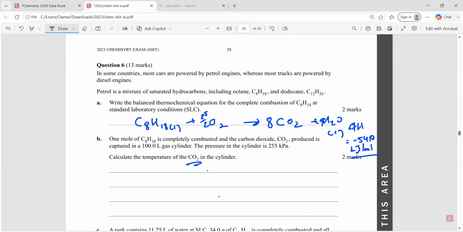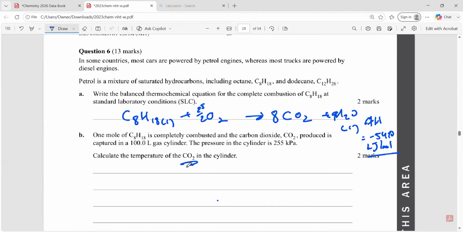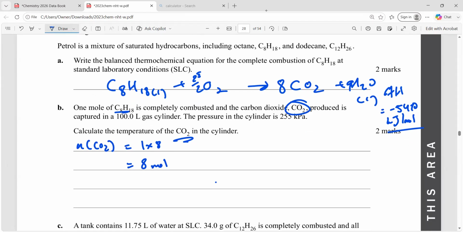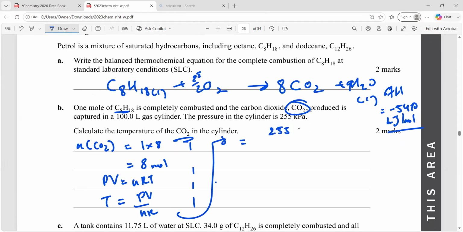For 1 mole, calculate the temperature of CO2 in the cylinder. If 1 mole of C8H18, we're trying to figure out the moles of CO2. So it'd just be 1 times 8, which is 8. And then the temperature, so PV equals nRT. Therefore, T is equal to PV over nR. Therefore, 255 times 100 over 8 times 8.31.